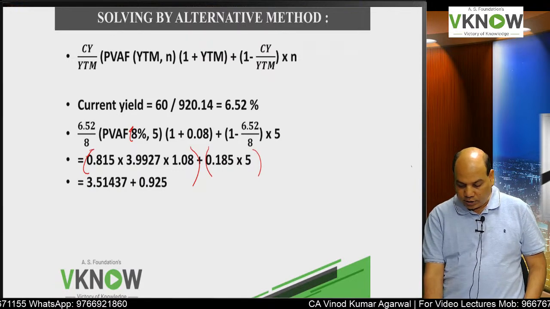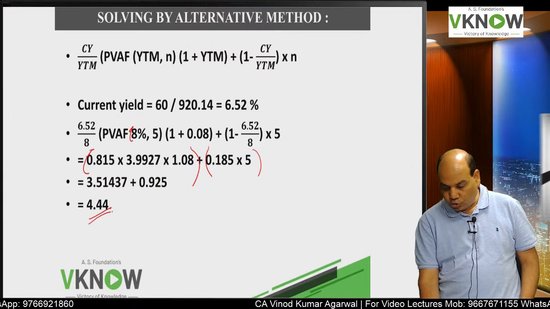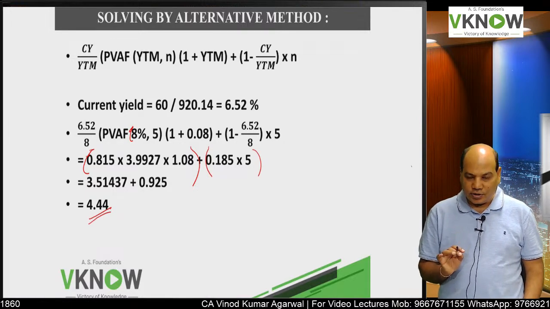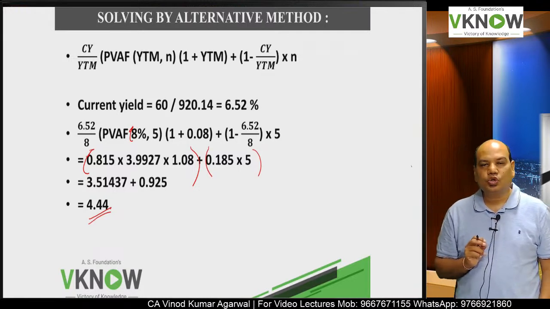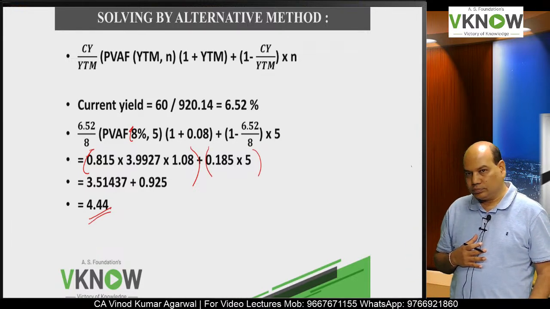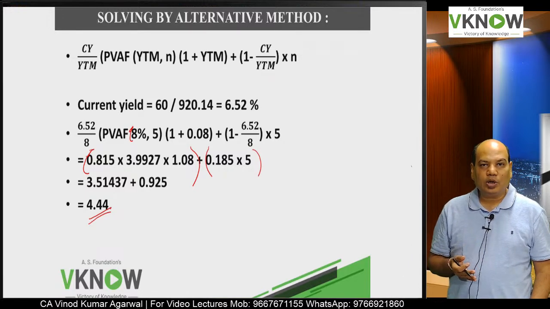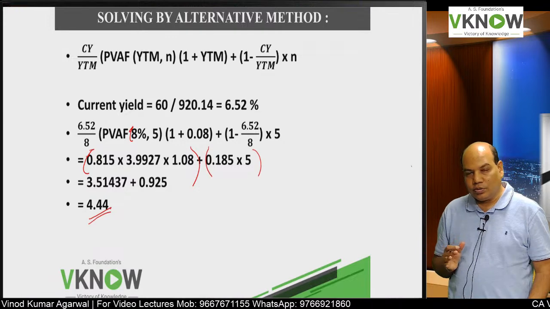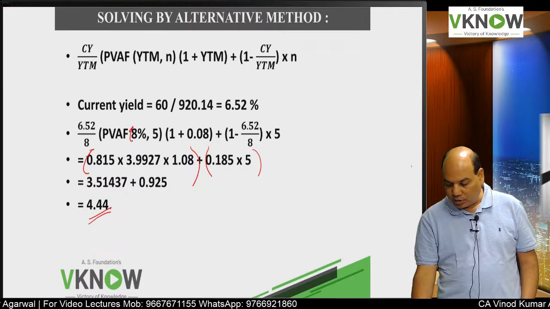So one student has replied, the answer is 4.43 or 4.44, and you will be happily surprised that this answer is same as the earlier answer which we have solved by preparing a table. So now you are convinced that whether you solve by formula method or by tabular format, your answer will be same. So depending upon how the data is given to you, accordingly you solve. Okay. Any query on this alternative formula?